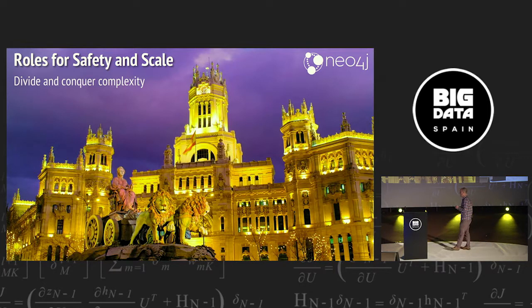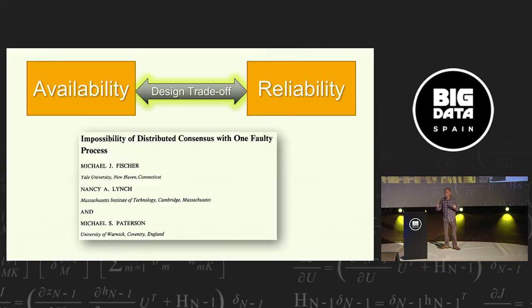So we have this idea of splitting the roles. Now, all of this work is done within the constraints of FLP. Many of you know CAP. This is an older magic than CAP. Fisher, Lynch, and Patterson tell us that there is a trade-off in any distributed system between availability, that is the property of a system where it can give an answer, even if that answer is wrong, versus reliability, which is the property of a system to give the correct answer. And you can't have both, right?